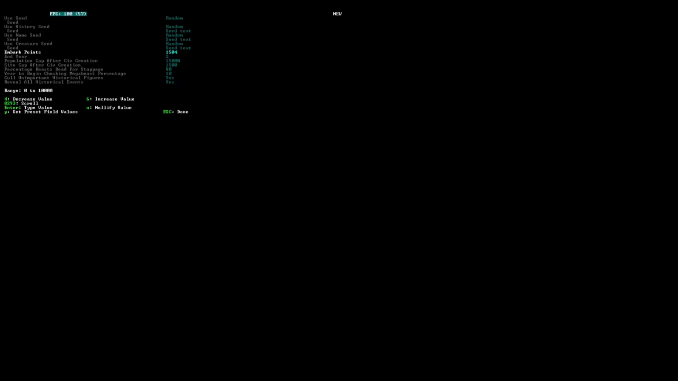We have embark points. This is best just to leave completely the same, that way you can have the same experience as you do with the default embarking. Otherwise, you can crank it up all the way to 10,000 in embark points, and that'll give you practically everything. But we're just going to... whoop, forgot I had numlock off. Alright, we're just going to leave that as it is for now.